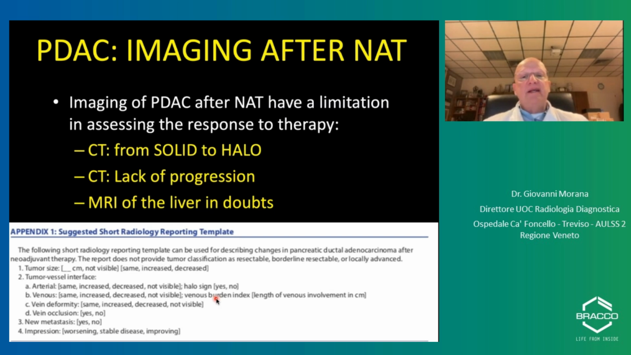Another important tool is imaging after neoadjuvant therapy. Just a brief review. Remember, it's very difficult with imaging to assess the response to therapy. So what we have to deal with is the lack of progression. If after neoadjuvant therapy there's no progression, the patient should be sent to resection after multidisciplinary discussion, especially if the solid tissue around the vessels becomes more hollow, so less dense. This suggests that in most cases we will have an R0 resection. And once again, after that, MRI of the liver in doubtful lesions of the liver.